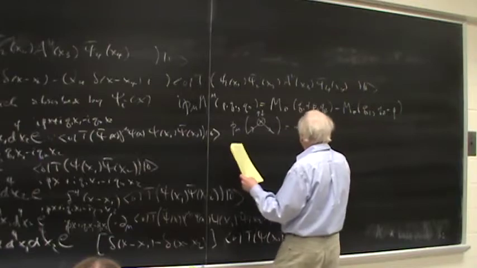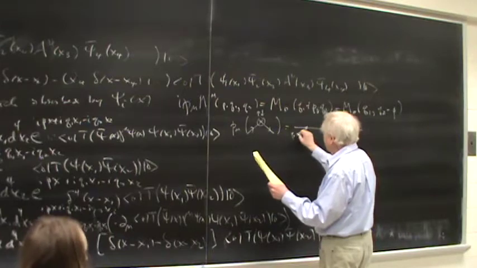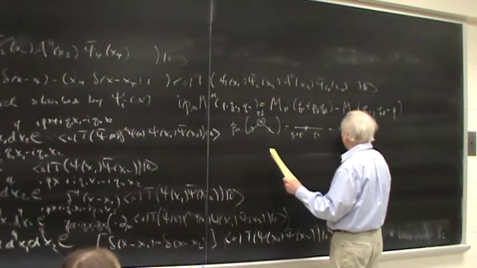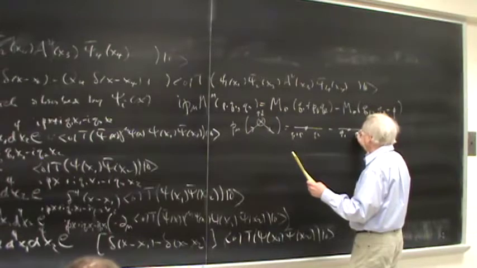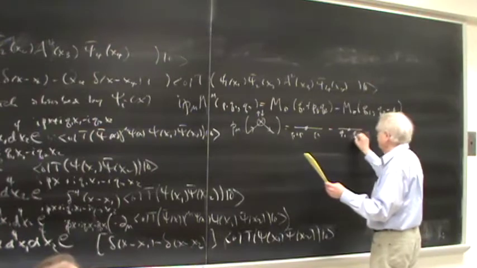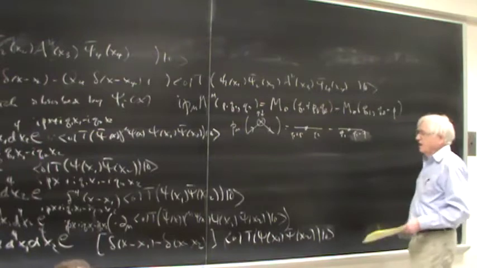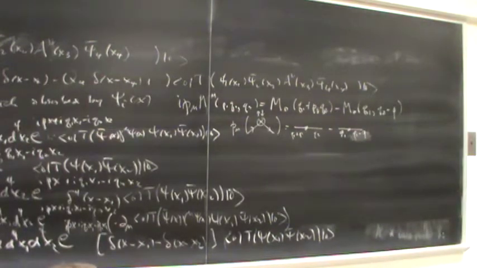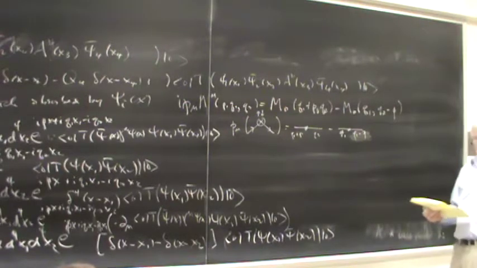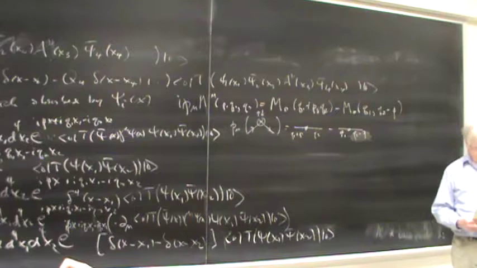And this is Q1 plus P, Q2, Q1, P plus Q2. No, Q2 minus P, sorry. All right, and he thinks of these as momentum space Feynman rules with propagators on the external lines, but no external polarization vectors on the external lines.